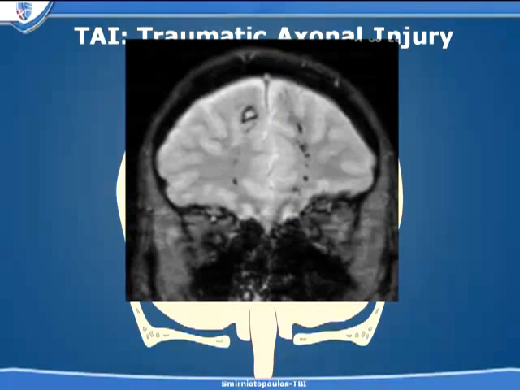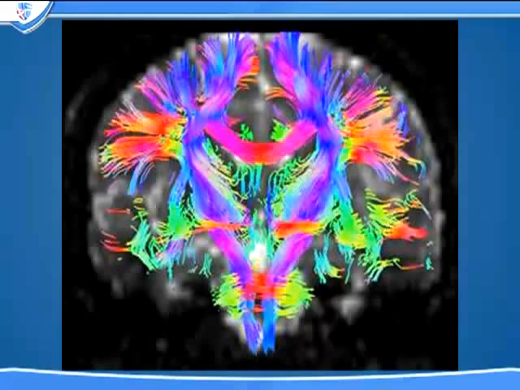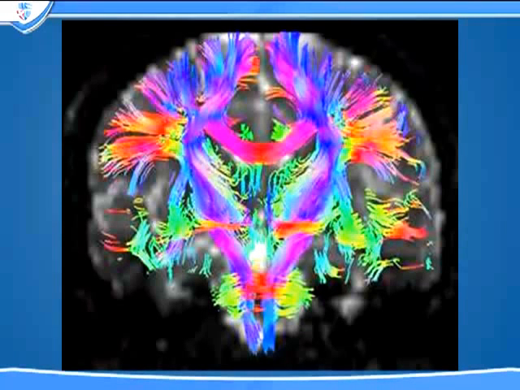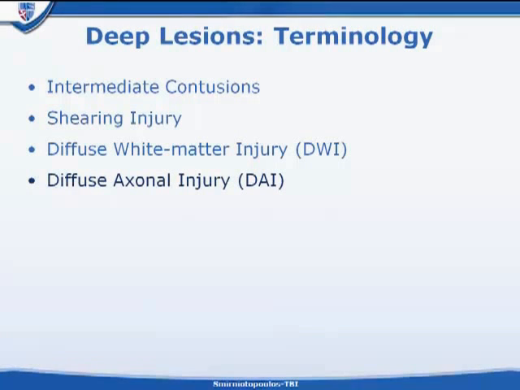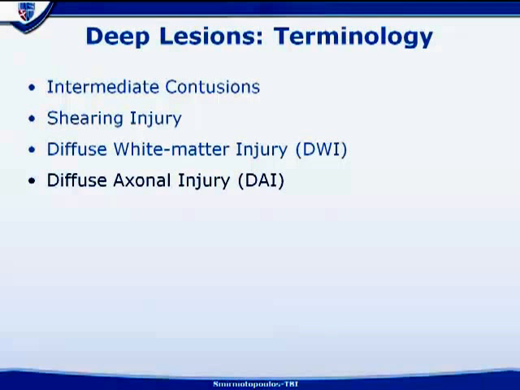And again, we have to consider that there may be other lesions in other locations. Perhaps the best way to identify the tearing of the axons is by doing diffusion tensor imaging and tractography, and a discussion of these techniques is beyond the time that we've allotted for this particular presentation. We must remember that a wide variety of terms are used to describe these deep lesions.